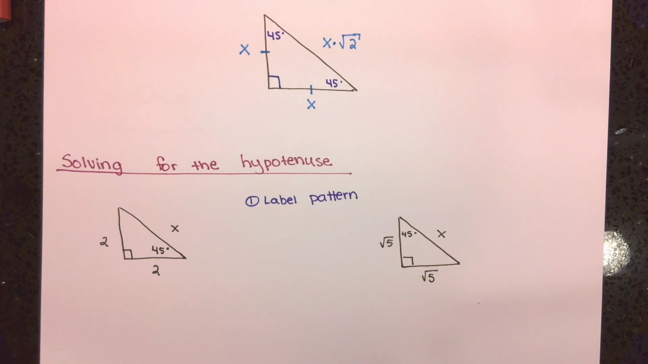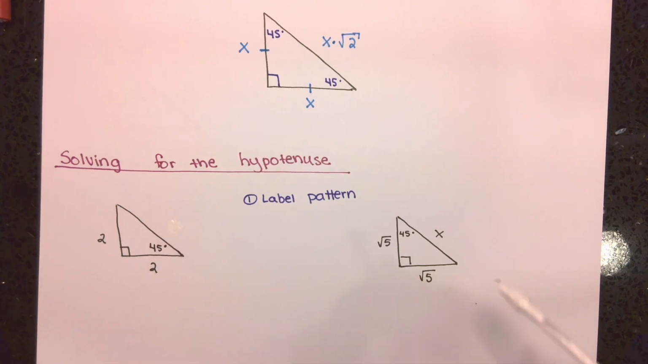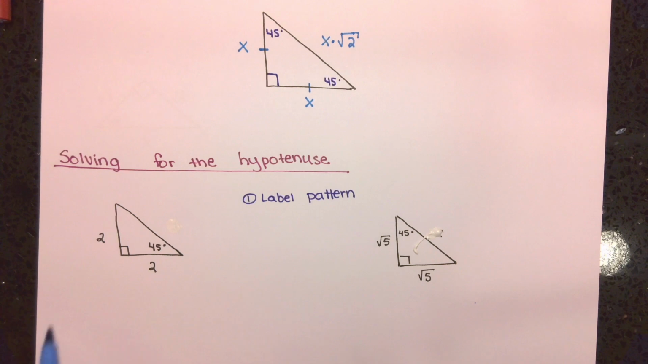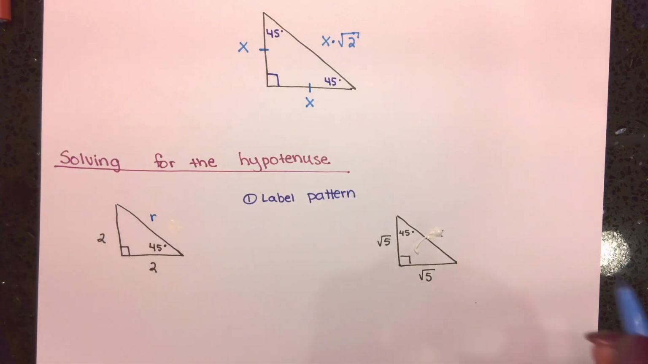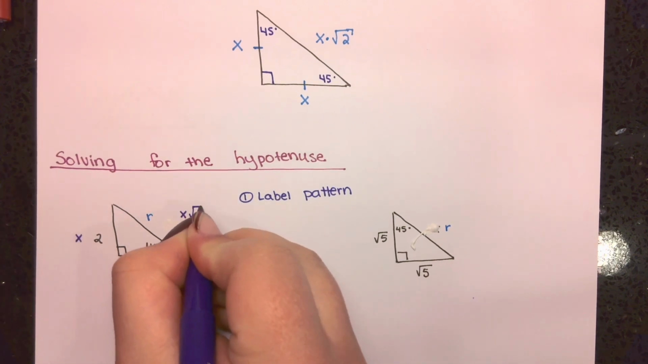I think actually I am going to do that. I'm going to remove it and make it a random letter, R or something, because I don't want to get that confused. That part doesn't matter. Okay, so let's label. We have an X, we have an X, we have an X root 2.